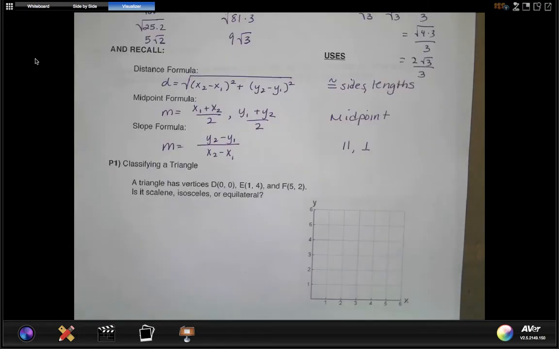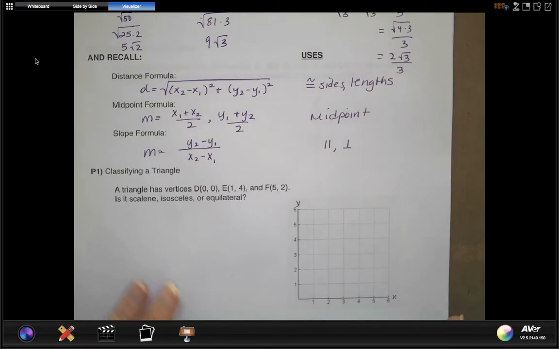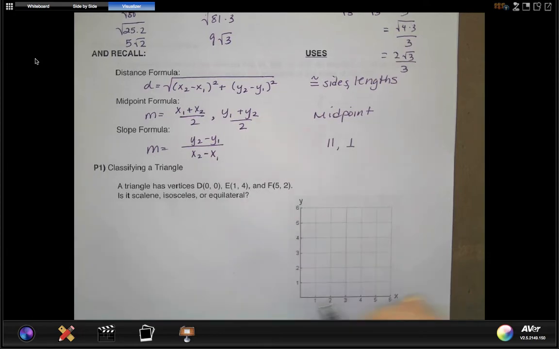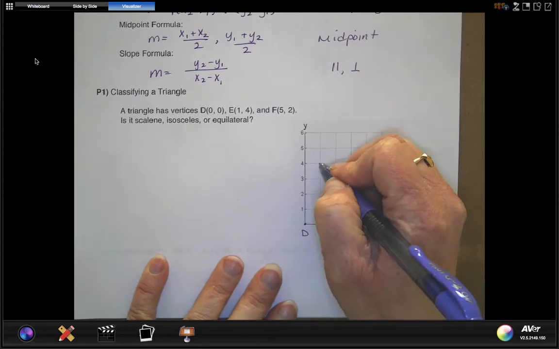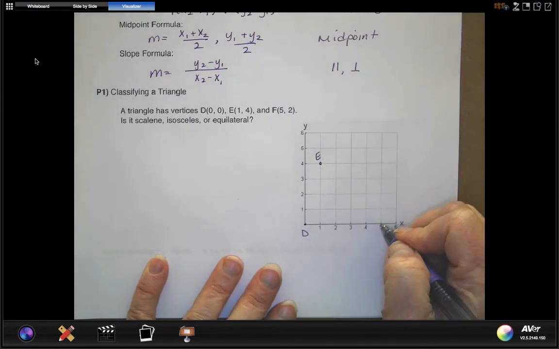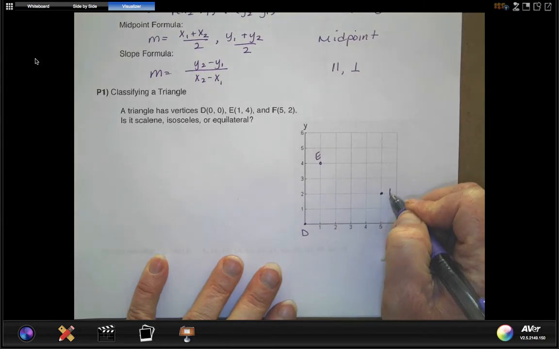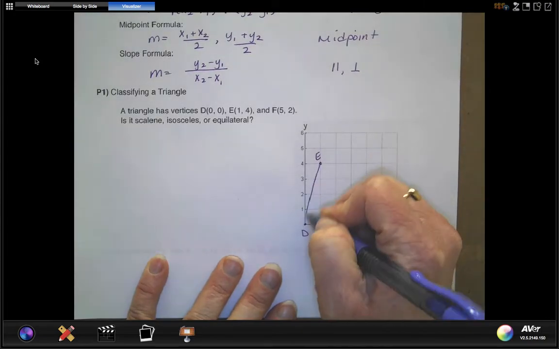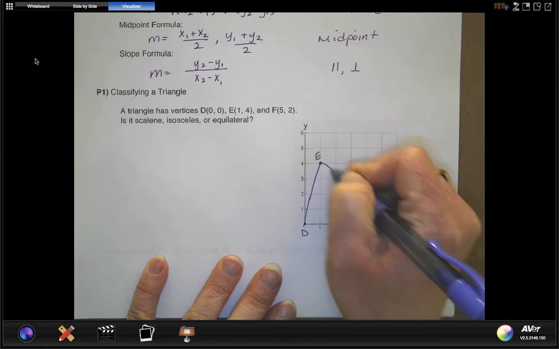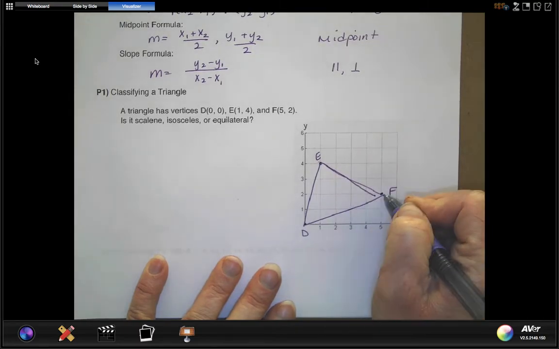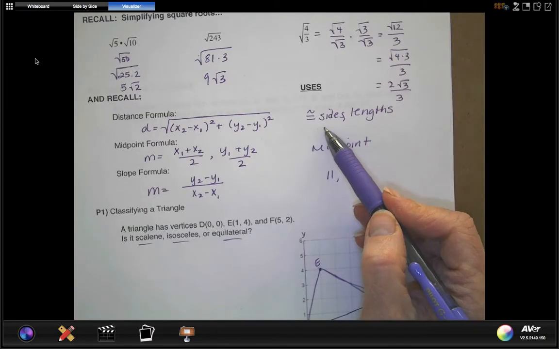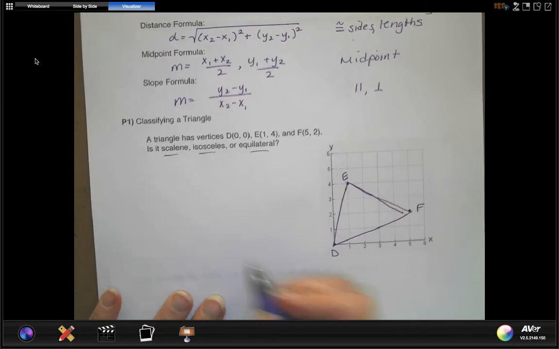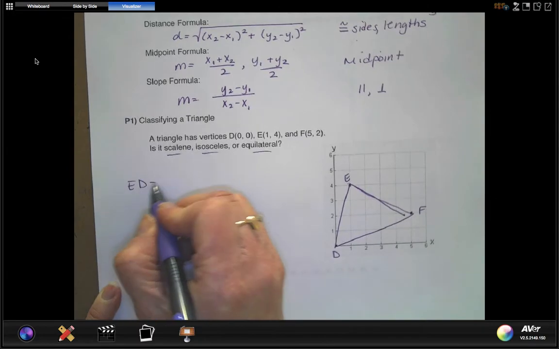All right, so classifying a triangle. So it says a triangle has vertices at D, 0, 0, at E, 1, 4, and at F, 5, 2. Is the triangle scalene, isosceles, or equilateral? So what I'm going to have to do here, to show any of these are true, I'm going to have to find the lengths of the sides there. So I would use the distance formula.